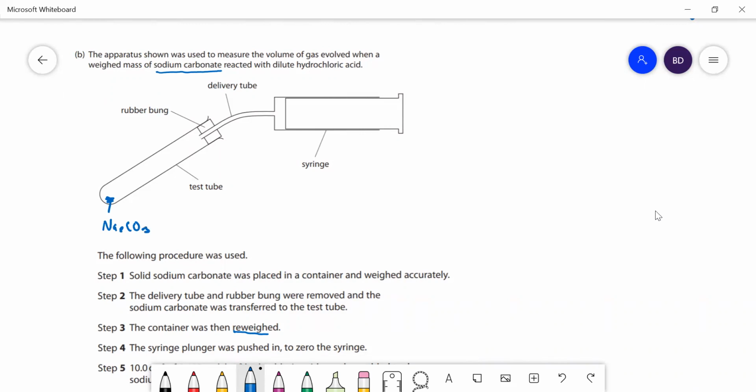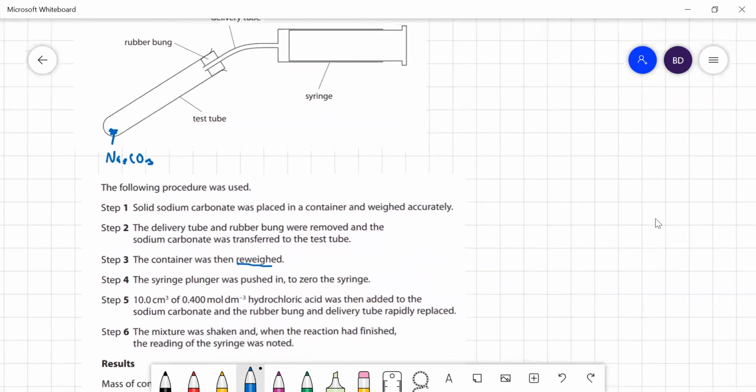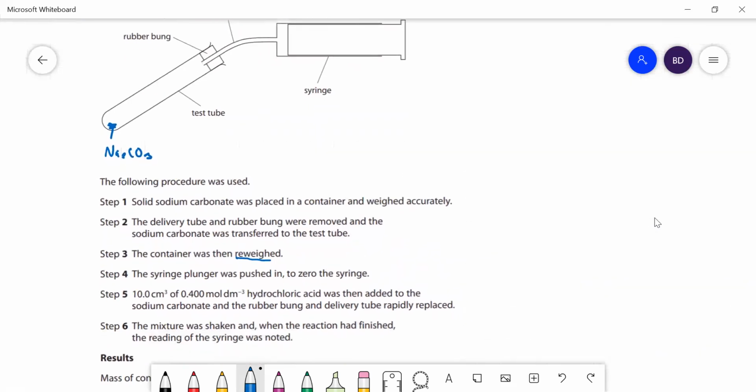Sodium carbonate solid in there. Push the plunger down to 0, step 4. Step 5, they're going to add some hydrochloric acid, okay? And we can work out the number of moles of hydrochloric acid there because they give us the volume and they give us the concentration. Right, we're going to get a reaction.